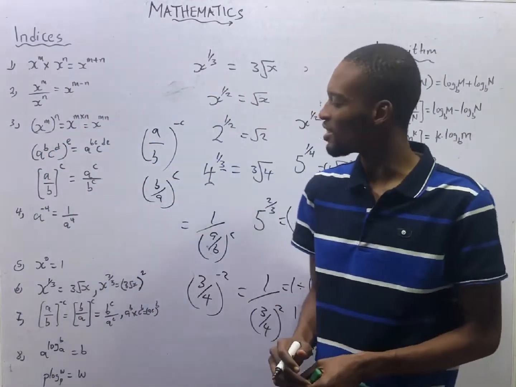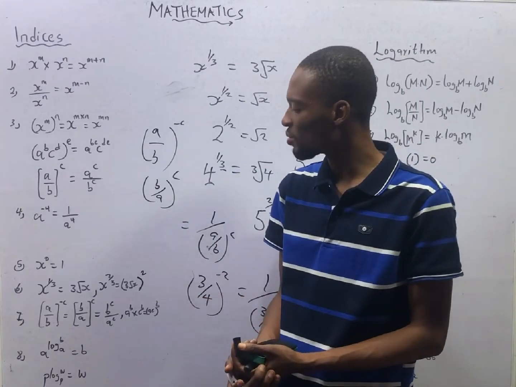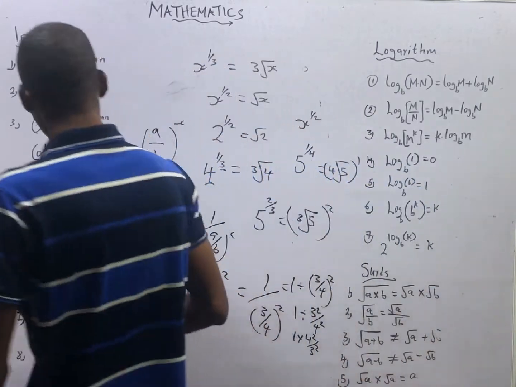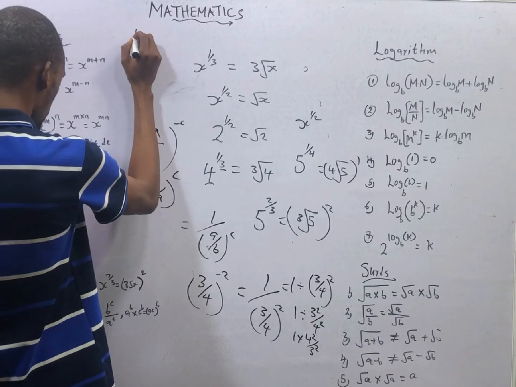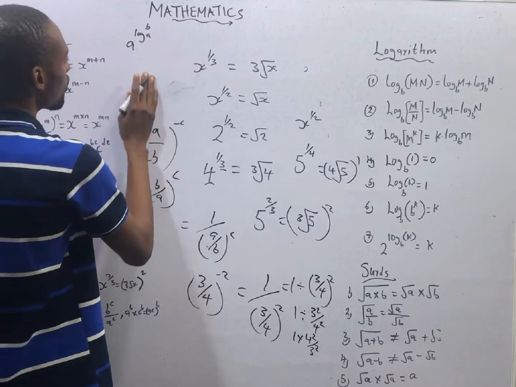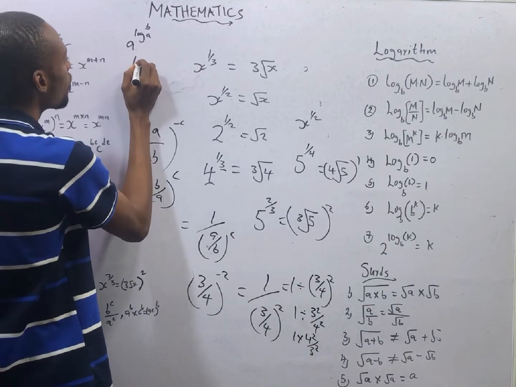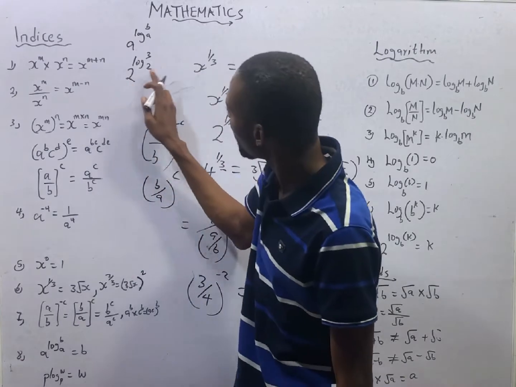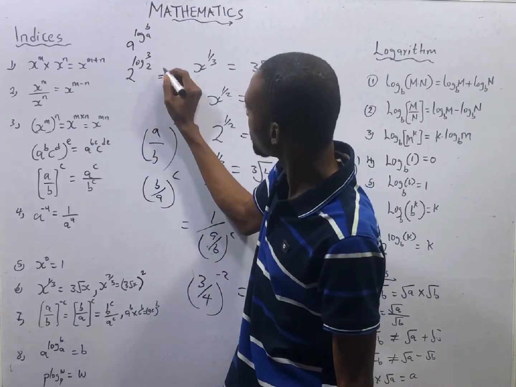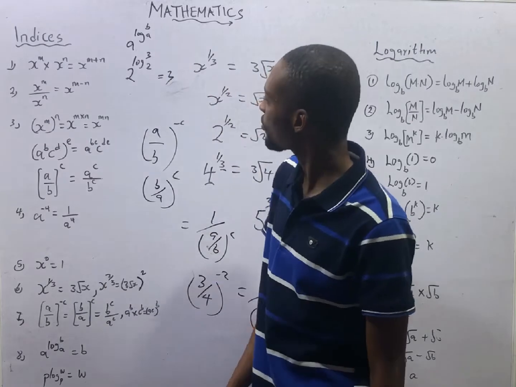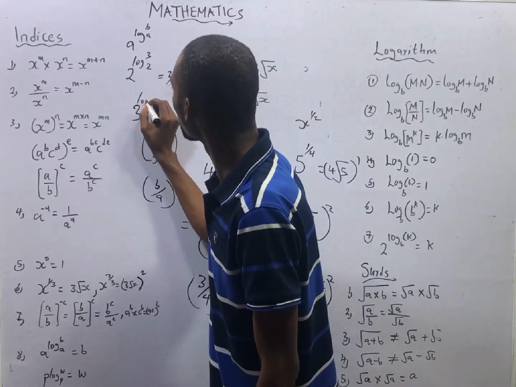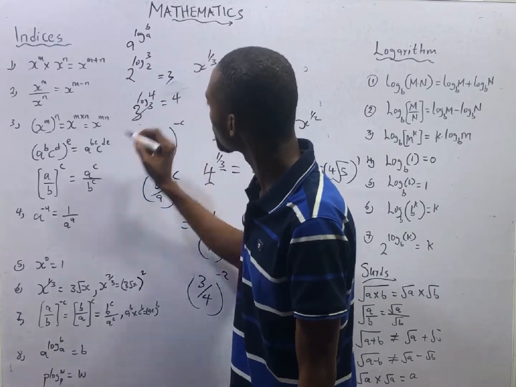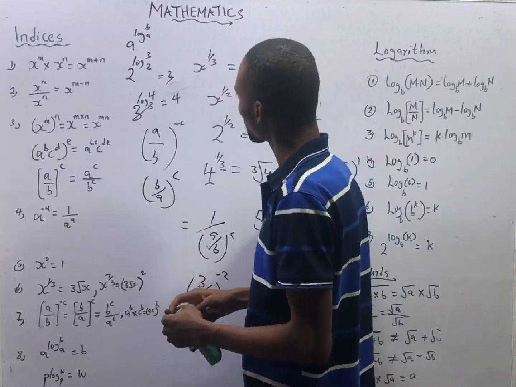Indices is also interesting, and these are the basic rules you need to enjoy mathematics. And a relationship between indices and logarithm is that if you have a raised to the power of log b a, let's say you have 2 raised to the power of log 2, then 3, something like this. Here the log base and the base here are the same. The answer is simply the number here, 3. If you have 3 raised to the power of log 3, then 4, this equals 4. These are the laws of indices.